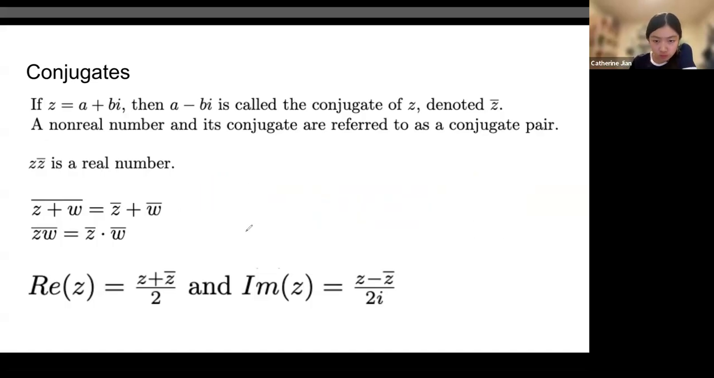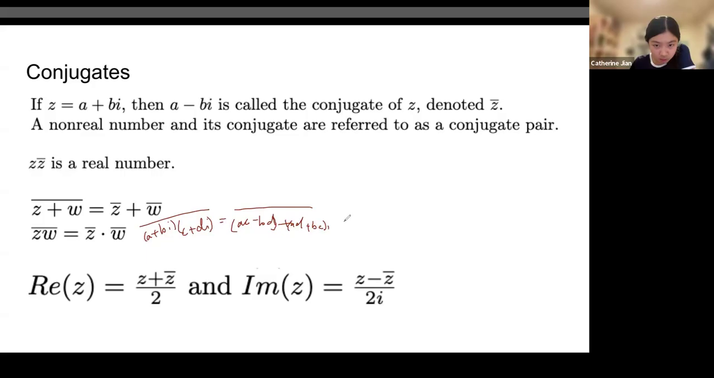We can do something similar for the last one. Again, if z is equal to a plus bi and w is equal to c plus di, then we have that a plus bi times c plus di is equal to the conjugate of ac minus bd plus ad plus bc times i.